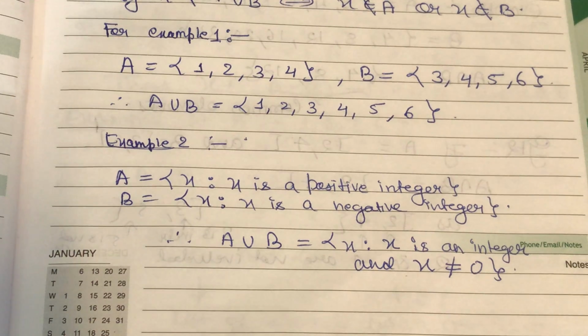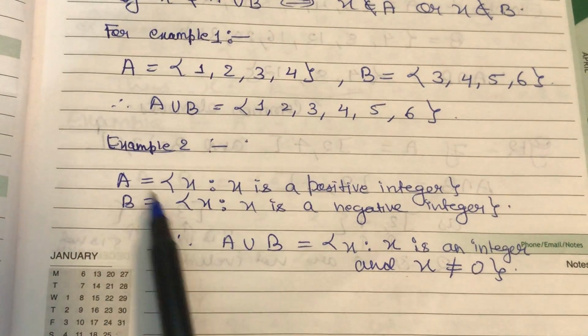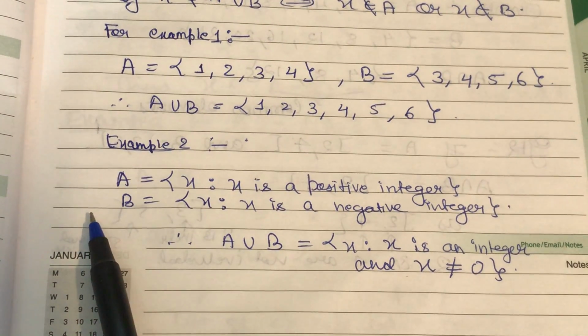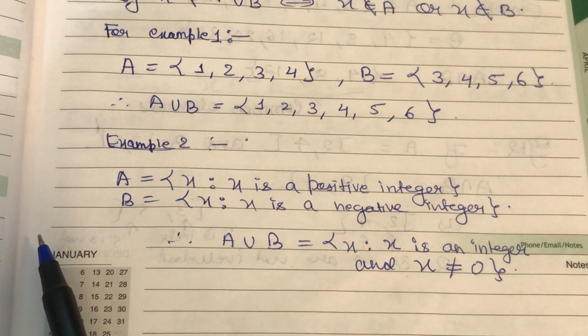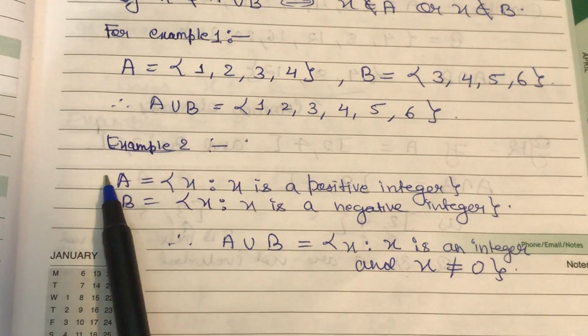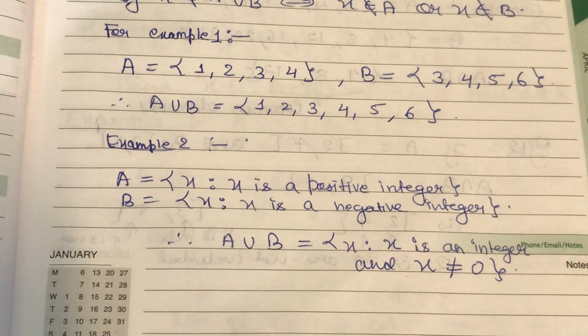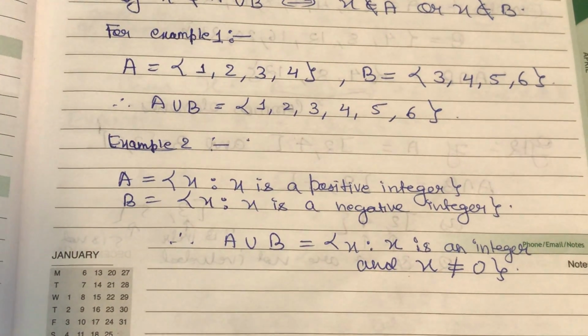Now I have a question for my viewers: in which form are the sets represented? In the last video I told you about the different forms in which we can represent a set. You have to tell me which form this is, in which the sets A and B are represented here. Write your answer in the comment box.